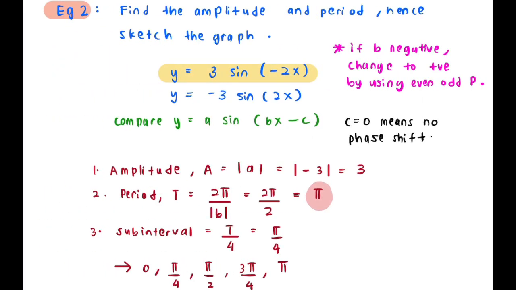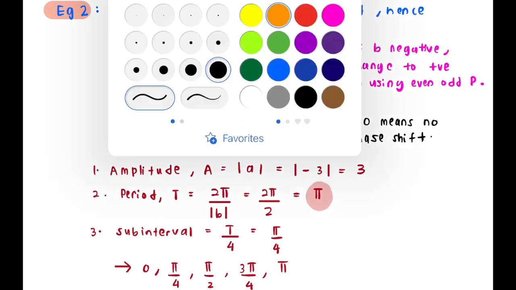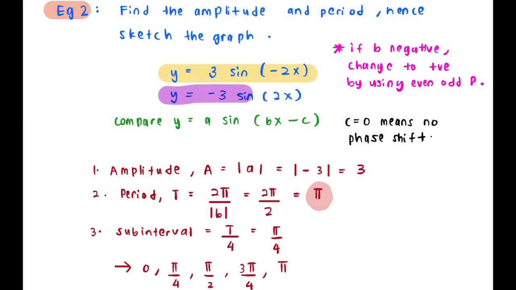Now let's see example 2. Find the amplitude and period, hence sketch the graph. So this is the graph given, y equal to 3 sine negative 2x. Let us first open up this one because your b now is negative. So let's change to positive by using the even-odd property. Sine negative theta is negative sine theta. So this is from the odd property. Let us focus only on this graph here, y equal to negative 3 sine 2x.